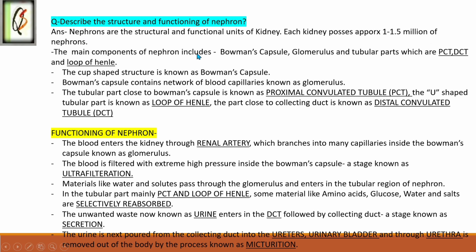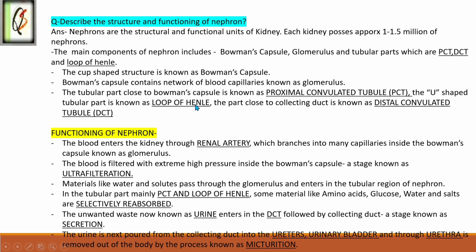So the main components of nephrons include what? It includes the Bowman's capsule, the network of blood capillaries which is the glomerulus, and the tubular part of the nephron, which includes the proximal convoluted tubule known as PCT, the distal convoluted tubule known as DCT, and the loop of Henle which is the U-shaped part. The cup-shaped structure is known as the Bowman's capsule, as we talked. The Bowman's capsule contains a network of blood capillaries known as the glomerulus, and the tubular part which is close to the Bowman's capsule is known as PCT.